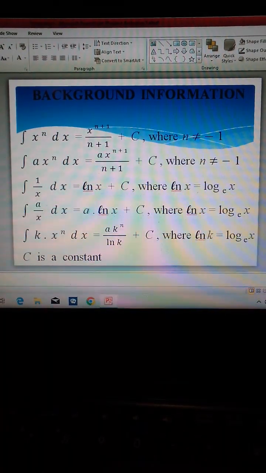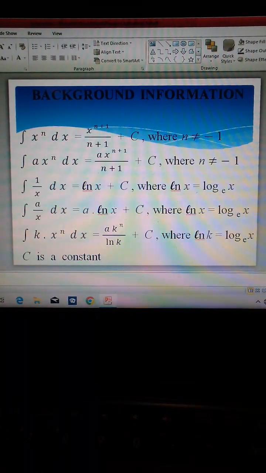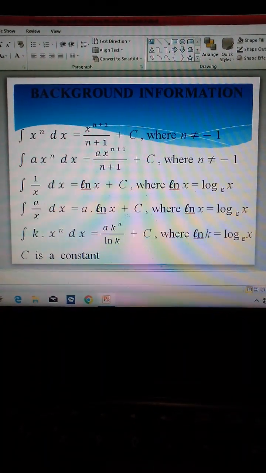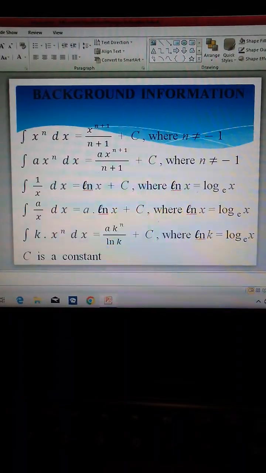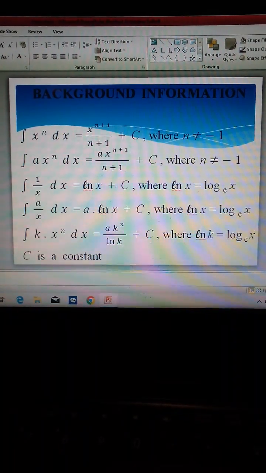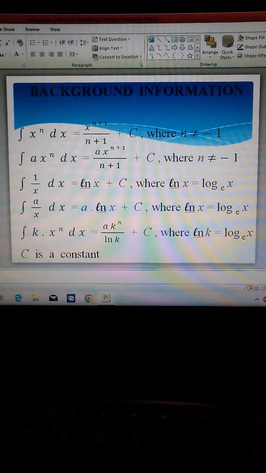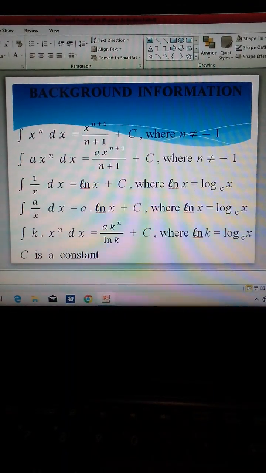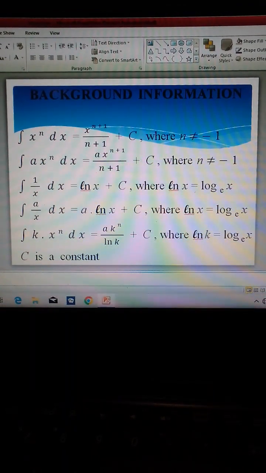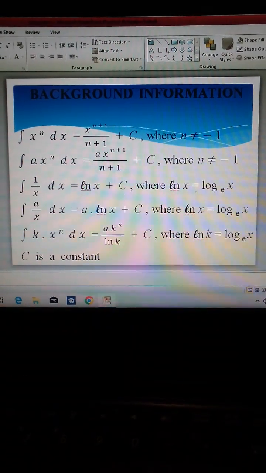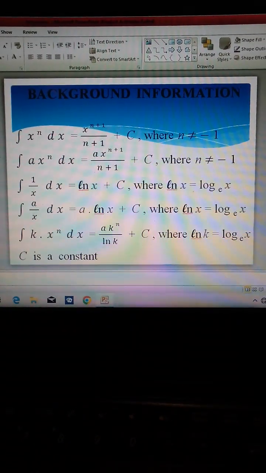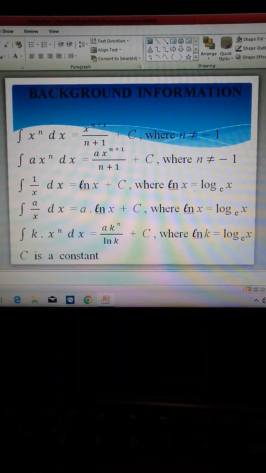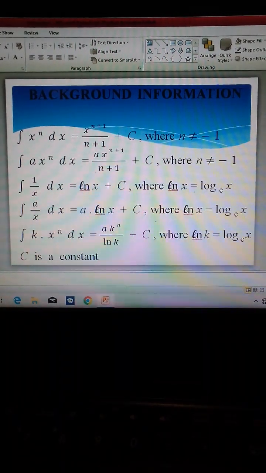The integral of 1 over x with respect to x is equal to ln x plus c, where ln x is log x base e. Okay, I'll show you e on the calculator. The integral of a over x with respect to x is equal to a times ln x plus c, where ln x is log x base e. The integral of k times x to the power of n.